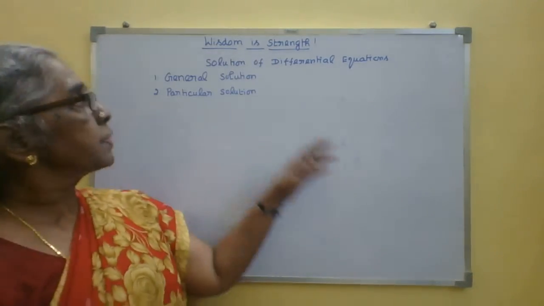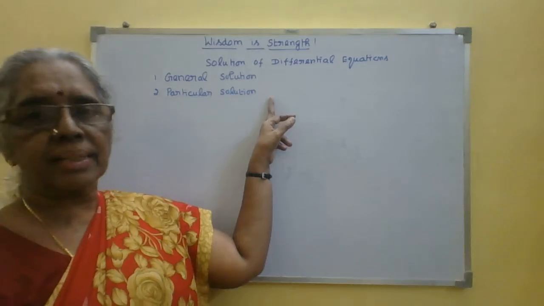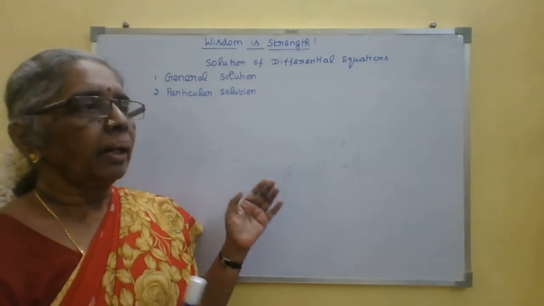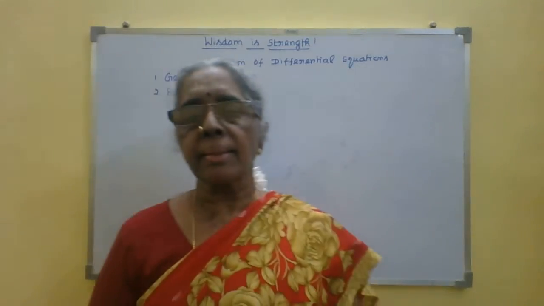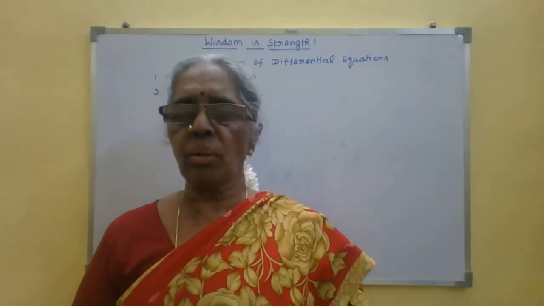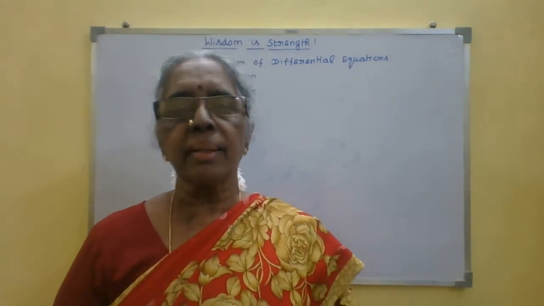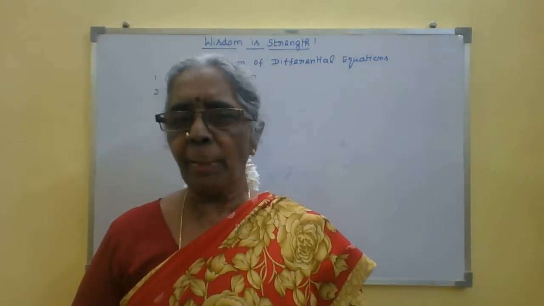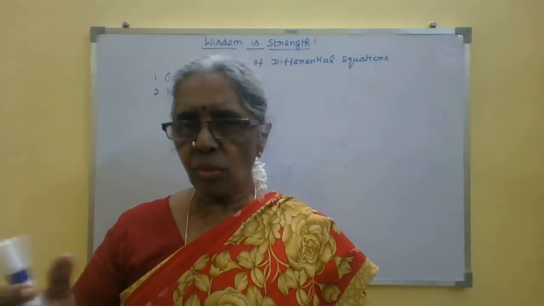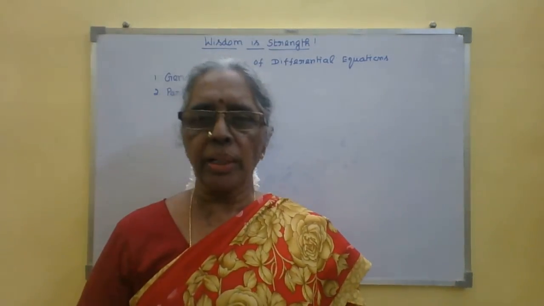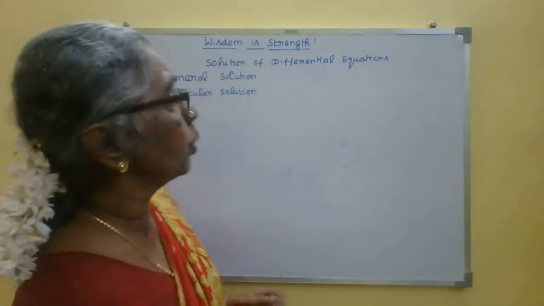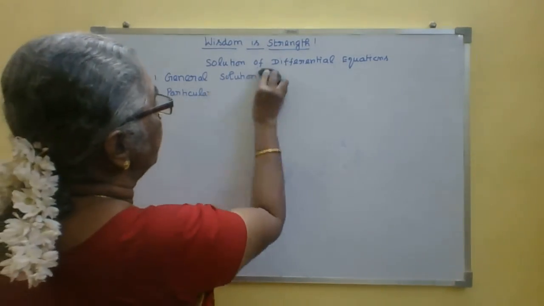Now there are two types of solutions. One is called general solution, the other one is called particular solution. If your solution consists of an arbitrary constant, that is called general solution. If the solution is free from arbitrary constants, if it just gives a particular value, that is called a particular solution. In differential equation solving, you have got a few types.